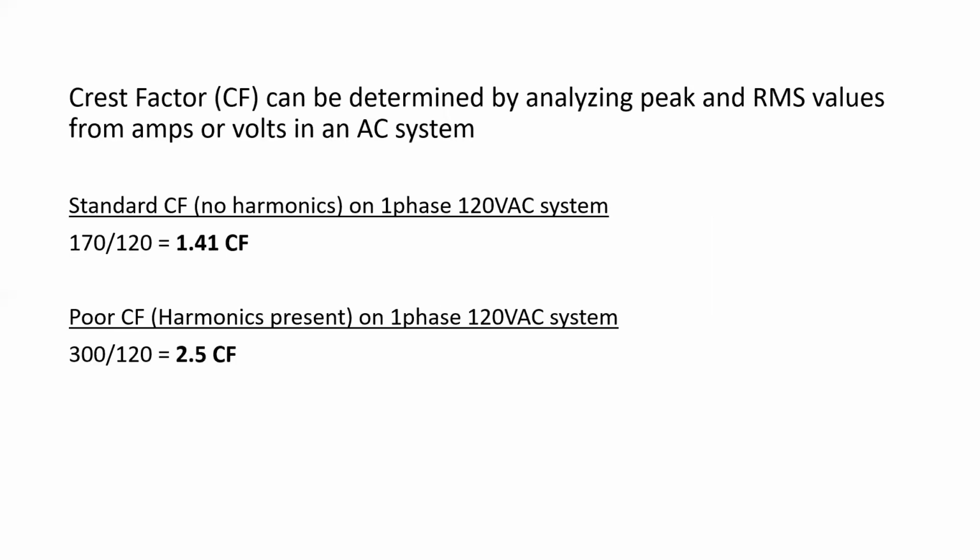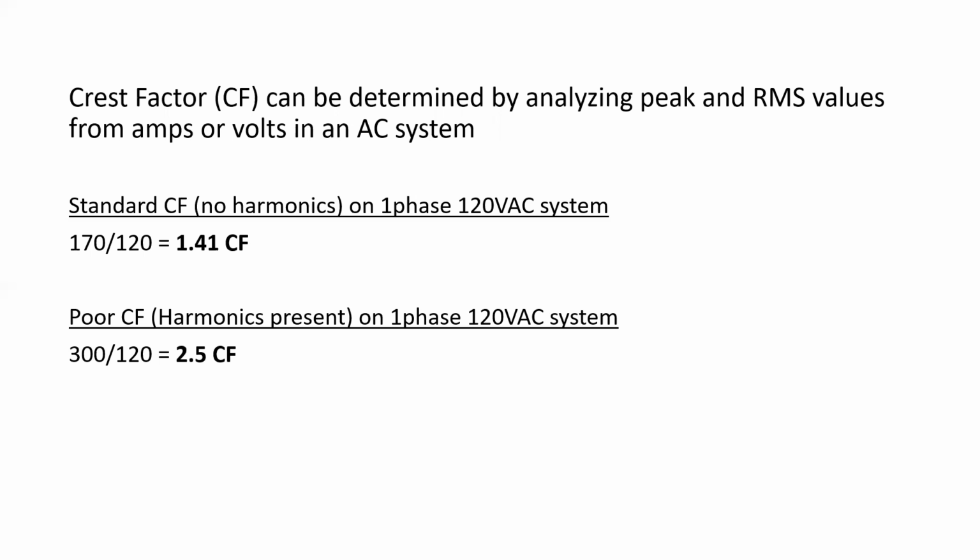The way that we determine crest factor is by comparing it against what a standard or no harmonic system would look like. So a non-harmonic system for a 120 volt AC system would be a 170 volt peak divided by 120 volt RMS, giving us 1.41 crest factor. That would be standard. A poor crest factor, where there are harmonics present, would be when we measure a peak value of voltage of 300 and the RMS at 120, giving us a CF of 2.5.